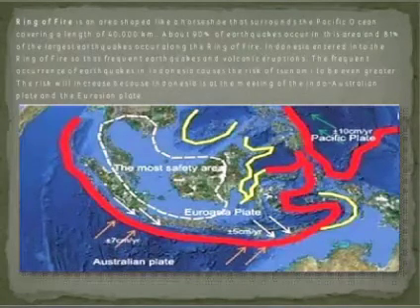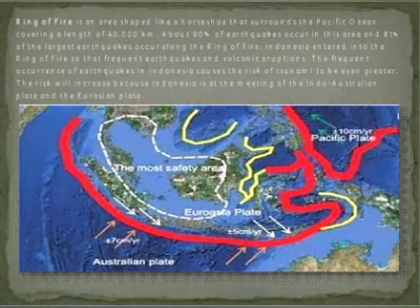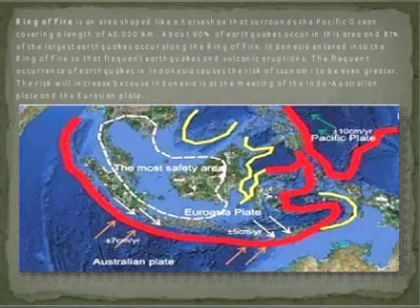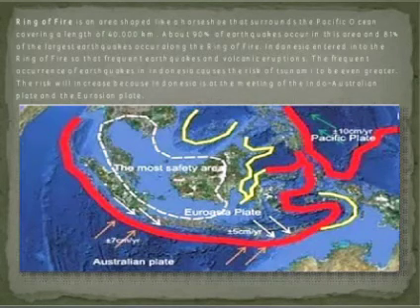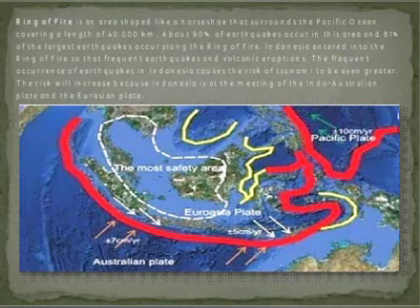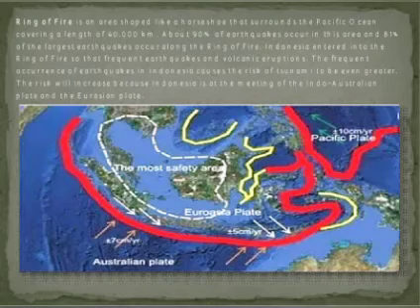The Ring of Fire is an area shaped like a horseshoe that surrounds the Pacific Ocean, covering a length of 40,000 kilometers. About 90% of earthquakes occur in this area, and 81% of the large earthquakes occur along the Ring of Fire. Indonesia is within the Ring of Fire, so earthquakes and volcanic eruptions are frequent. The frequent occurrence of earthquakes in Indonesia makes the risk of tsunami even greater.